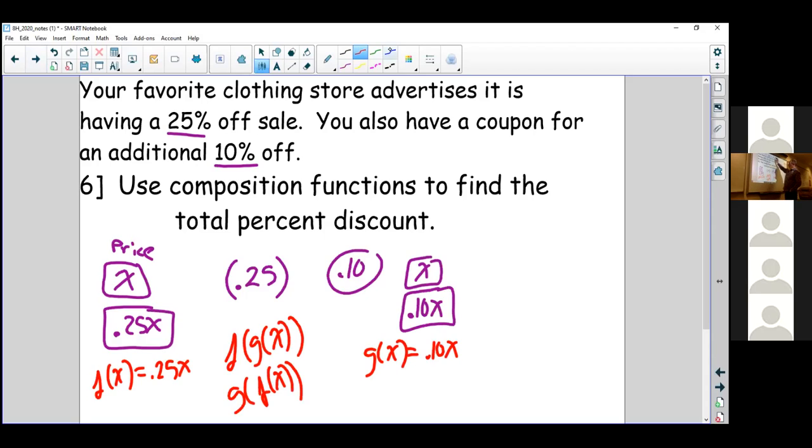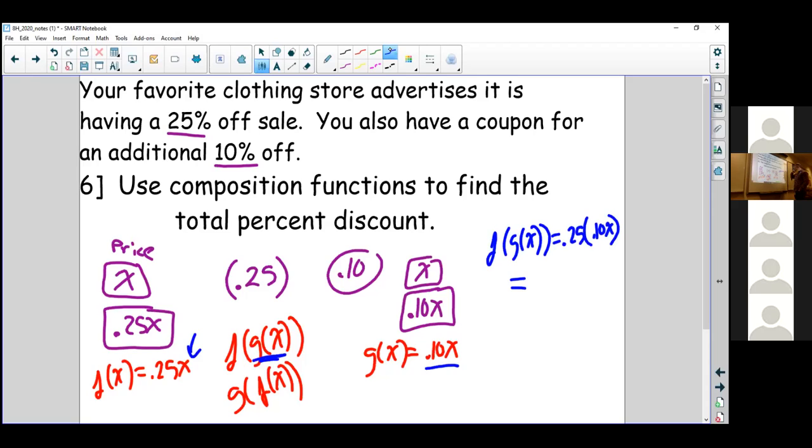So if I use this one, that means I'm going to plug this into here. So f of g at x is going to be 0.25 times 0.10x.